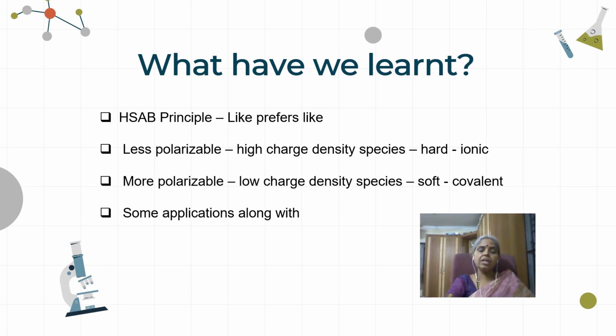We have also learnt about some applications of the HSAB principle along with some limitations. So in this chapter we have learnt about the principle, the explanation for hard and soft acids and bases. We have seen the list, some applications, and we also understood some limitations of the Pearson theory. With this we close this chapter as well as the paper.